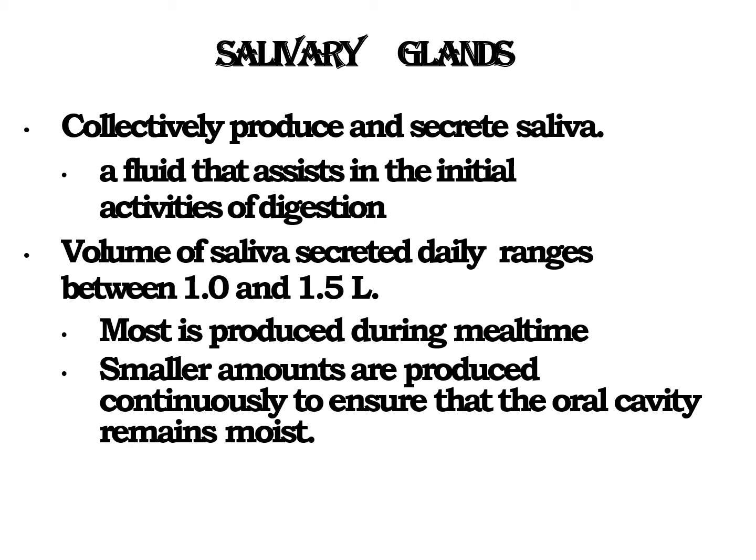Salivary glands. Salivary glands collectively produce the secretion which is called saliva. The saliva is a fluid that assists in the initial activities of digestion. Total volume of the saliva secreted daily ranges from 1 to 1.5 liters. Most of the saliva is produced during mealtime when we eat food. Smaller amounts of saliva are produced continuously to ensure that the oral cavity remains moist.